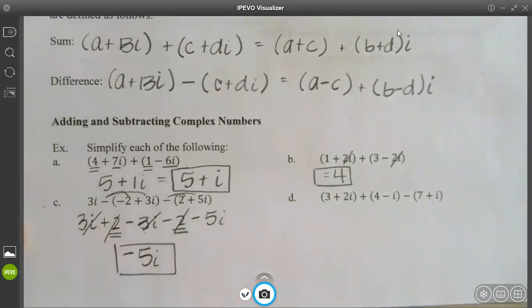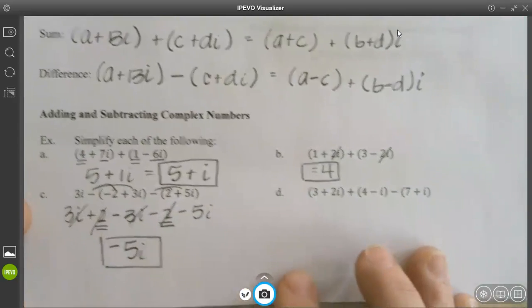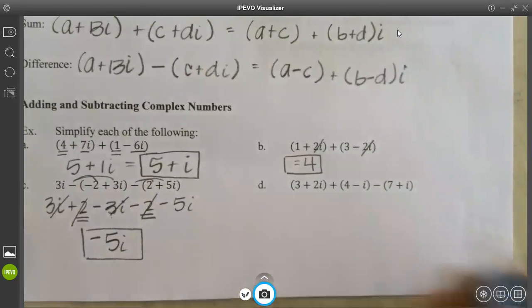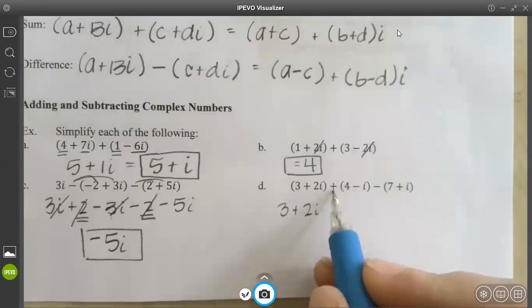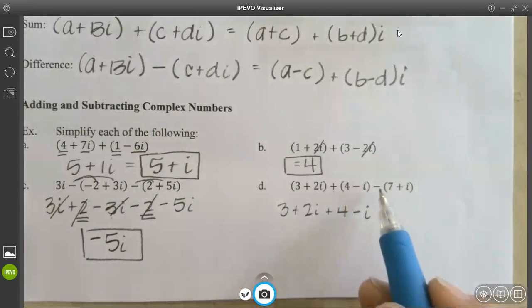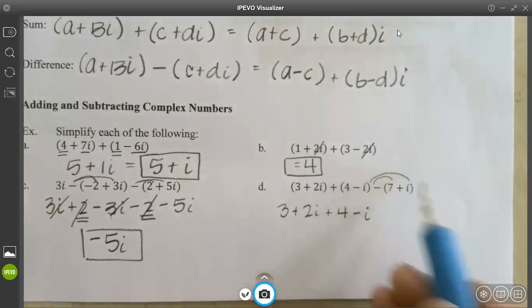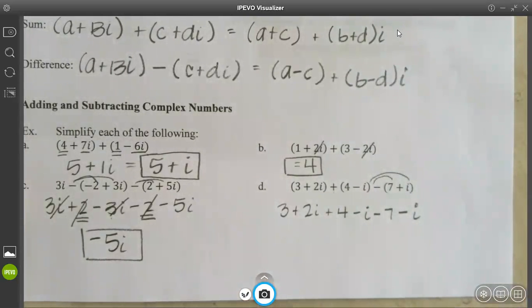That's it. So it's regular addition. It's nothing crazy. So what am I going to change D to? The 3 plus 2i is good. We have a plus, so we can just keep writing +4 minus i. But then everything behind the minus needs to change. So -7 minus i.